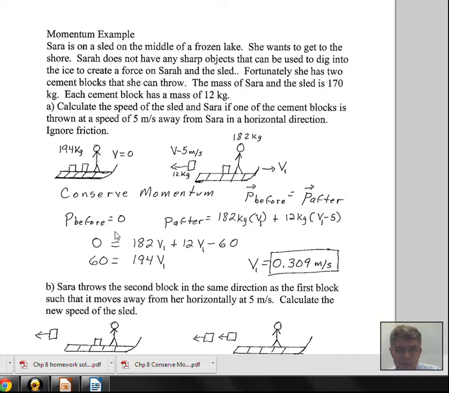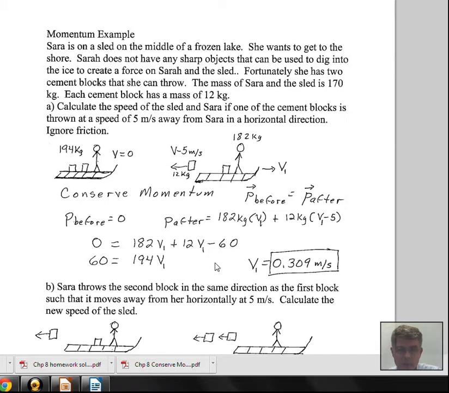So we have momentum conservation, 0 before. Here's what we have afterwards when you distribute the 12 on v1 minus 5. We add 60 to both sides. We combine the like terms. We find that the speed of the sled and Sarah is 0.309 meters per second. Sarah is impatient. Sarah wants to get to the shore at a faster rate than 0.3 meters per second.